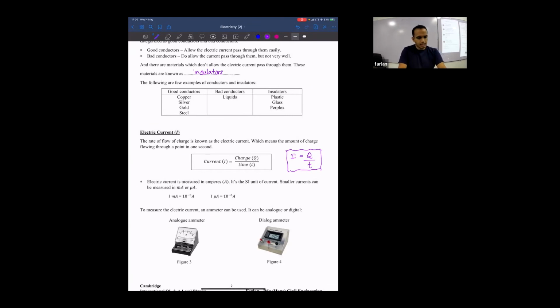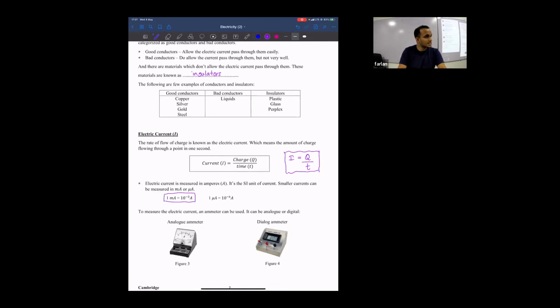Electric current is measured in amperes. It is the SI unit of current, the standard international unit. Smaller currents can be measured in milliamperes or microamperes. A milliampere means 10 to the power minus 3 amperes. A microampere means 10 to the power minus 6 amperes.